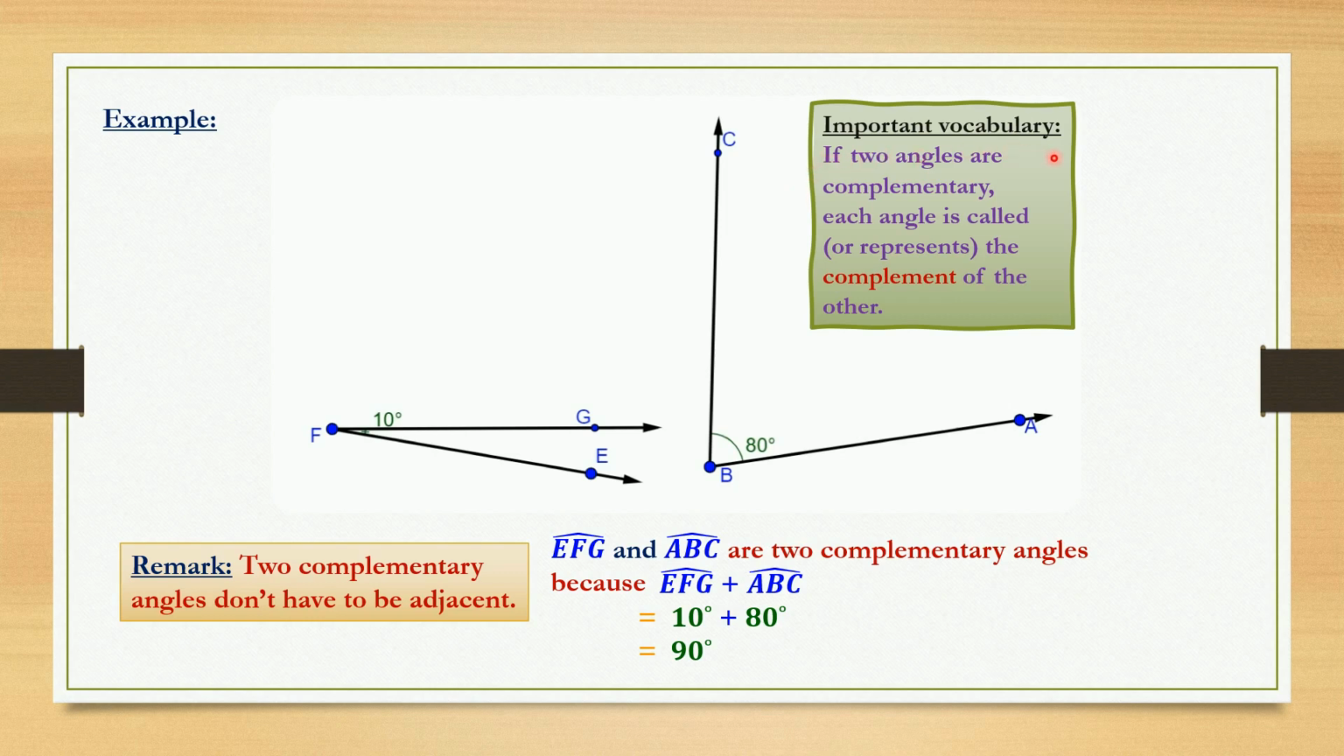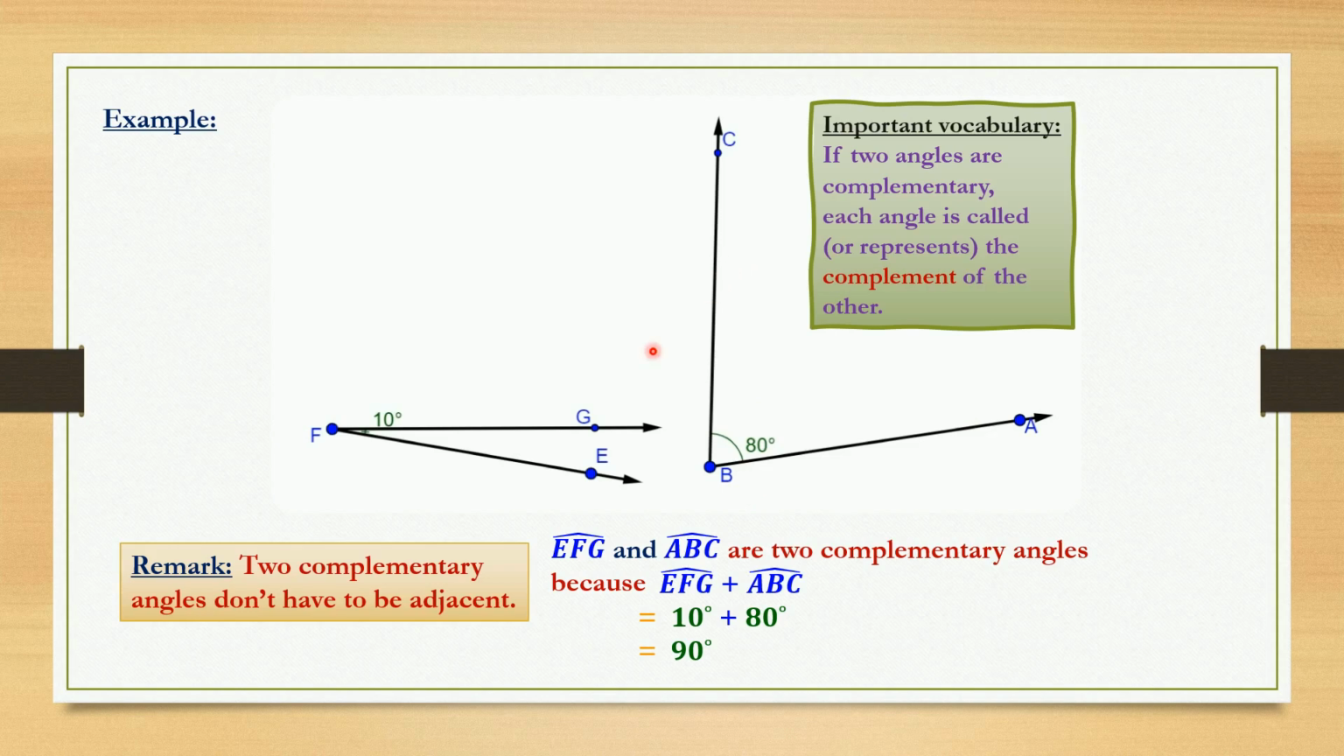Important vocabulary: if two angles are complementary, each angle is called the complement of the other. Here, the complement of angle ABC is angle EFG, because the word complement means how much do I need to add to 80 degrees to obtain 90 degrees. I need to add 10 degrees, so I need to add the angle EFG. So angle EFG is the complement of angle ABC.